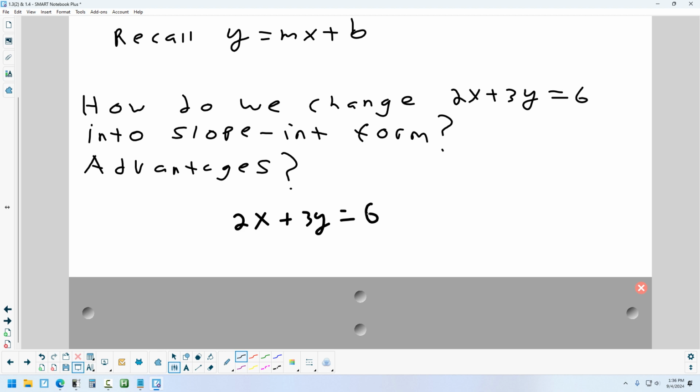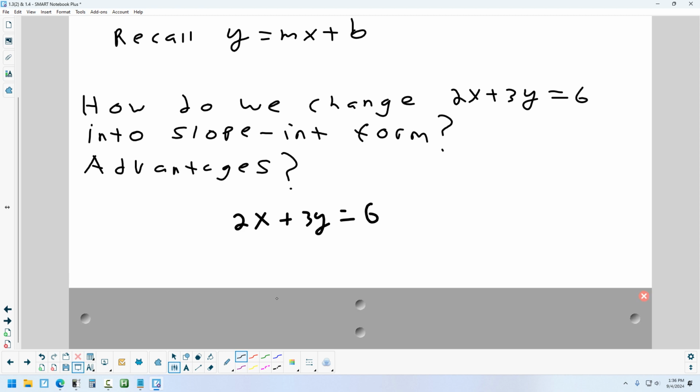So this is a positive 2x. How would you get rid of positive 2x? A negative 2x. So subtract 2x on both sides. Minus 2x. And when you write that on this side, how would you write it, in that order? Negative 2x plus 6. Yeah, we want to put the negative 2x first and the plus 6 second.